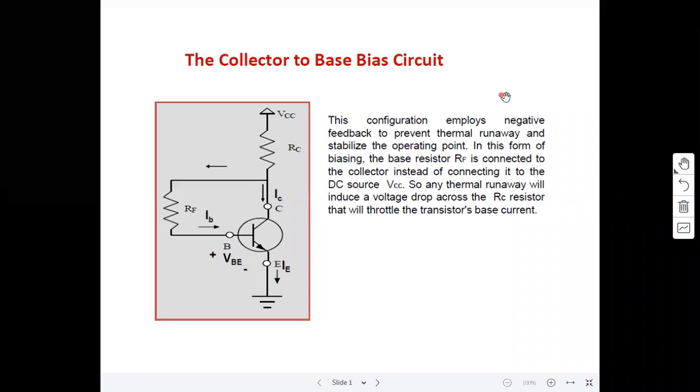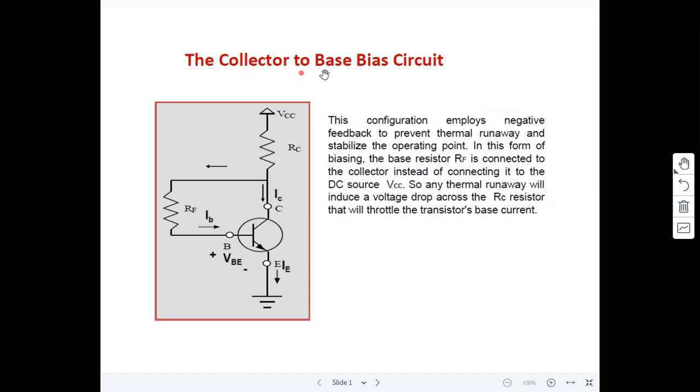Good morning, all. We are in biasing techniques. Today, we are going to discuss another bias circuit configuration, that is collector to base bias, or simply a collector feedback bias circuit. This is also called collector feedback.